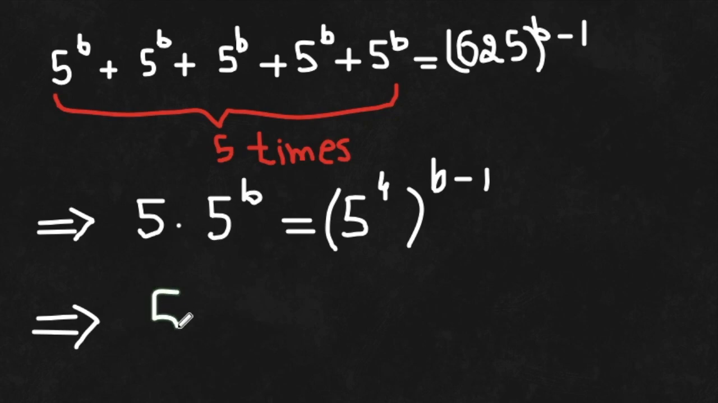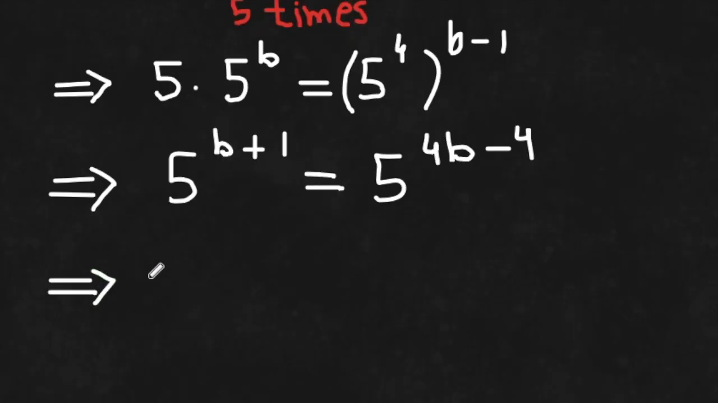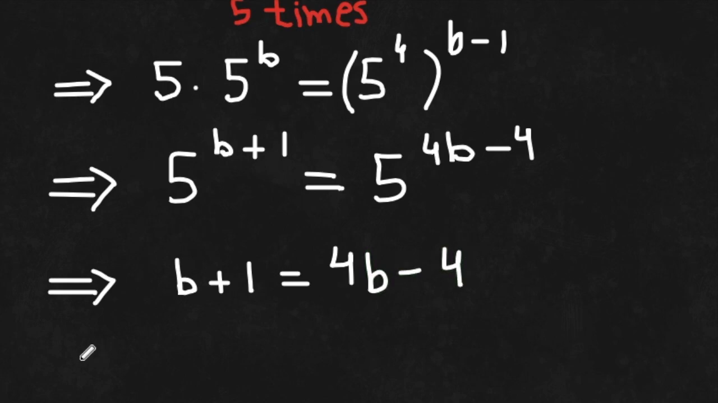Apply the power to base rule. If bases are same, then we add the powers, that is 5 is equal to b plus 1. And on the right hand side, you just multiply 4 with b minus 1, we get 4b minus 4. Now, since bases are same on both sides, their exponents or powers are also the same. So we have b plus 1 is equal to 4b minus 4.